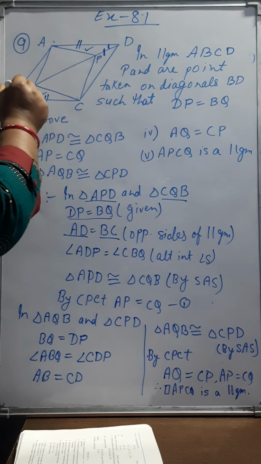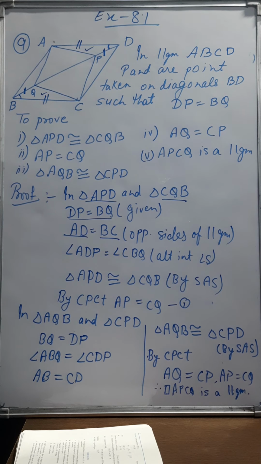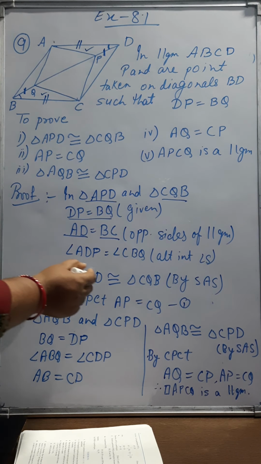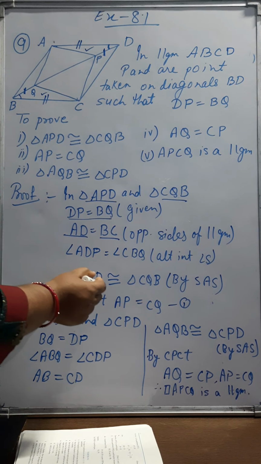This angle will be equal to this angle, both are alternate interior angles. So triangle APD is congruent to triangle CQB by the congruency condition SAS. So these two triangles will be congruent. And if these two triangles are congruent, by CPCT we can write AP is equal to CQ, which I wrote here. Let us give it equation number 1. Now these two parts are proved.